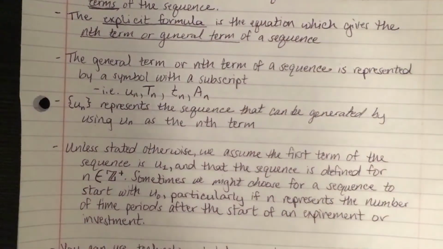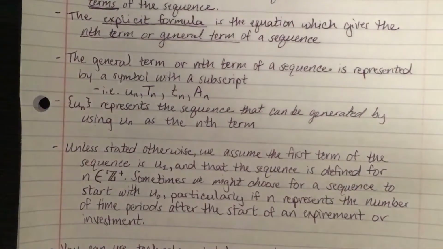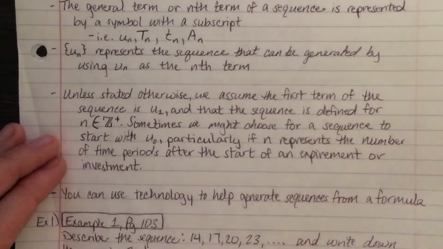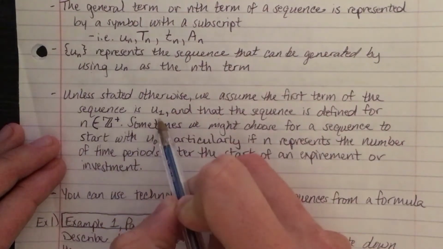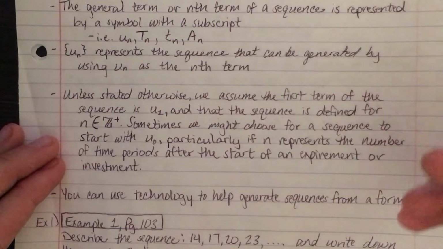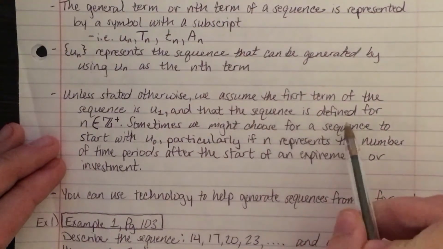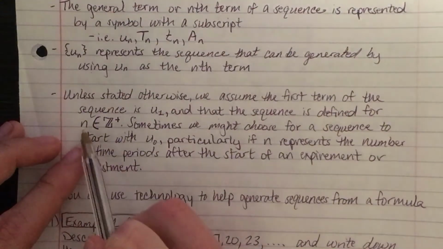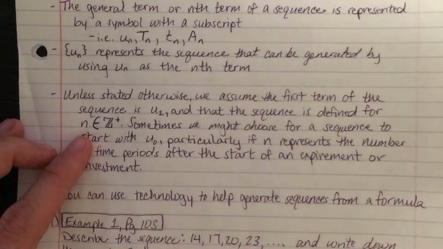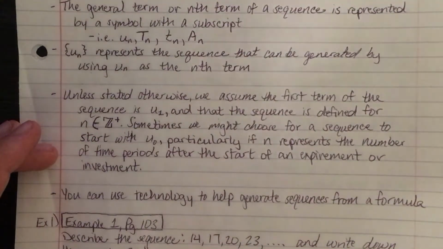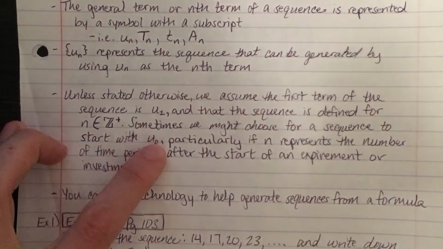Now, it can be a little bit confusing looking at some of this terminology. So if you're confused about anything, please let me know and we can get it sorted out. So unless it's stated otherwise, we assume that the first term of the sequence, we denote that with like u sub 1. So whatever the number is, that represents the term in that sequence. And that sequence is defined anytime that n is a part of the positive integers. So it has to be like 1, 2, 3, 4, 5, and so on.